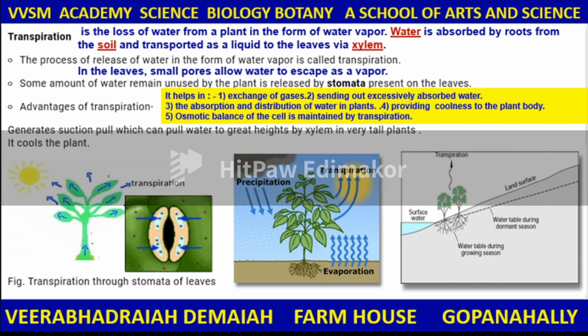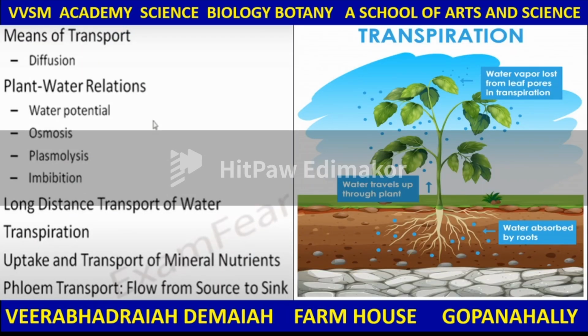Well friends, means of transport, that is by diffusion, plant water relations, water potential, osmosis, plasmolysis, imbibition. Imbibition is very important, long distance transport of water.